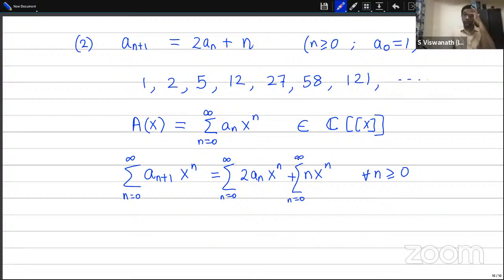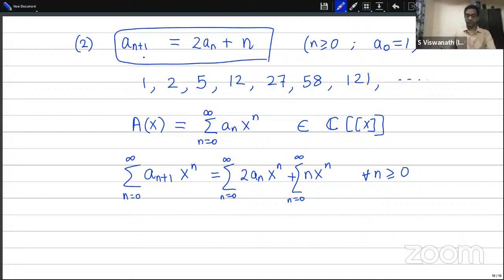Because remember, how do you add formal power series? You just add them coefficient by coefficient. And this is telling you that the coefficient of the left-hand side power series is equal to the coefficient of the first power series on the right plus the coefficient of the second power series on the right. So at the moment, what I have written is a correct equation inside this ring of formal power series. This is how I add two formal power series. And now let's see what these are.